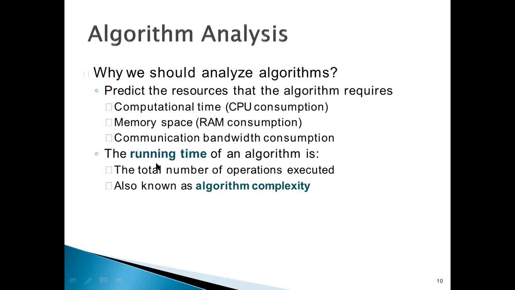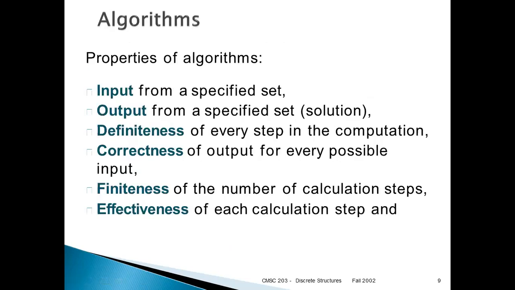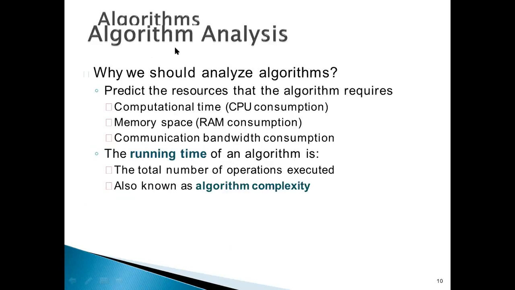In algorithmic analysis, the major factor is the running time of an algorithm. The total number of operations executed is known as the algorithm complexity. What exactly complexity is, we will see next. Before that, you should be clear on what exactly an algorithm is and what its properties are. The next point is what exactly algorithm analysis is. There are two factors: computational time, which is time complexity, and RAM consumption, which is space complexity, and then what exactly algorithm complexity is.